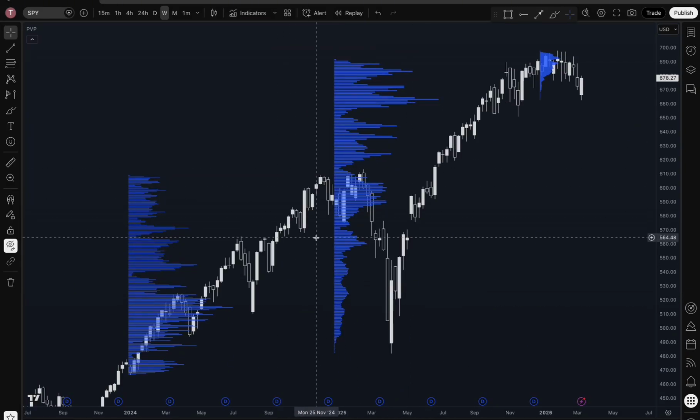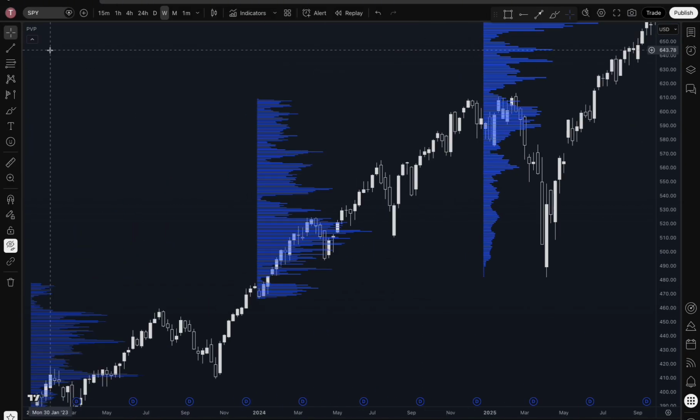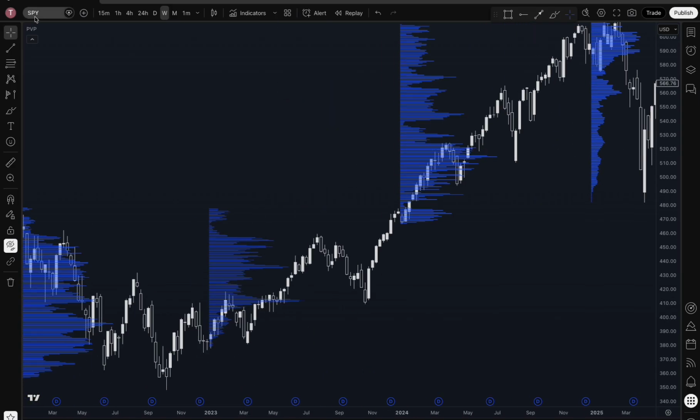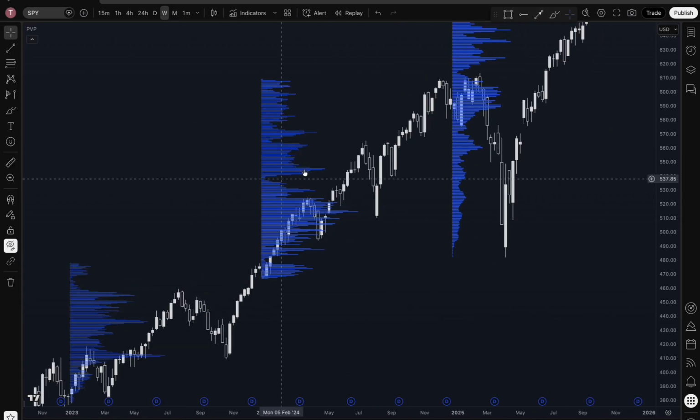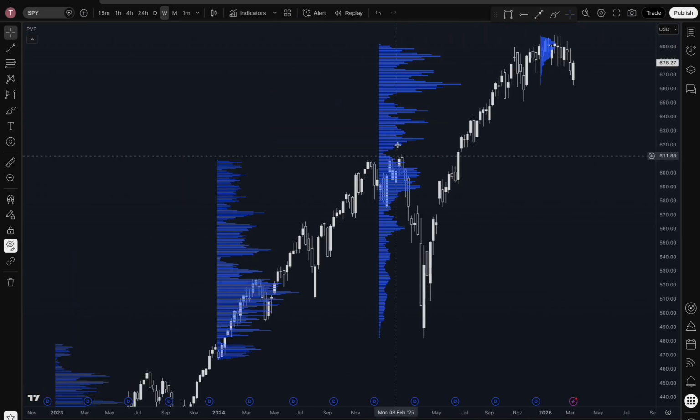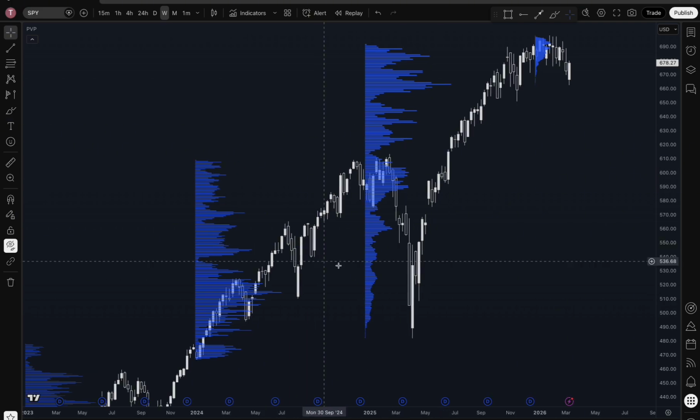The other thing that I wanted to mention is that you can use volume profile for ETFs, for stocks, for futures, for crypto. Regarding crypto, I would recommend either looking at Coinbase or Binance or Bybit.